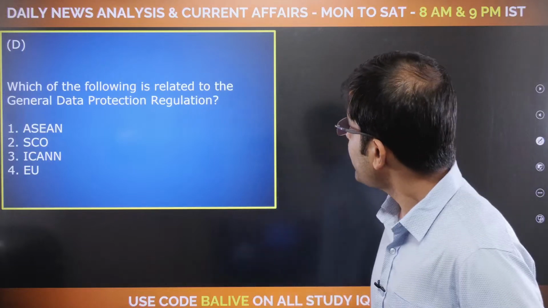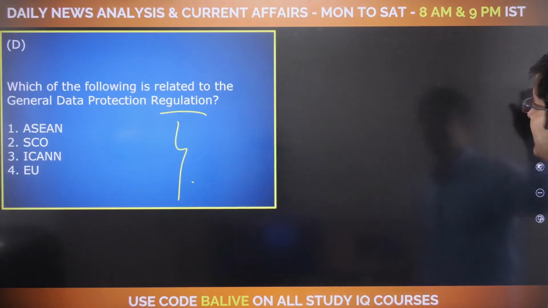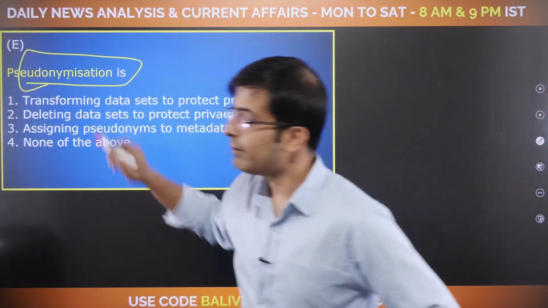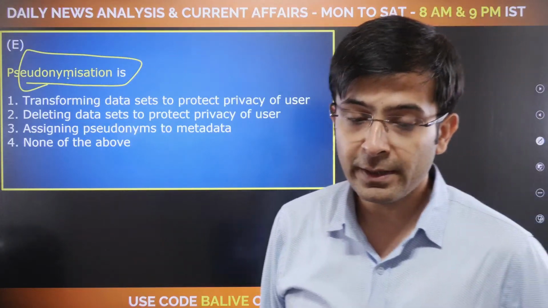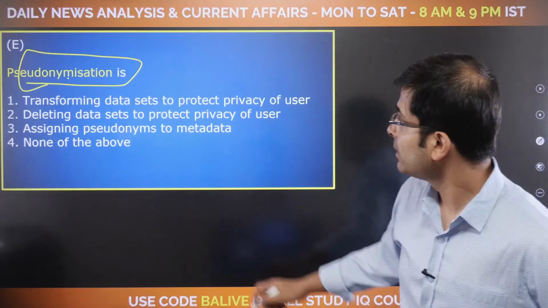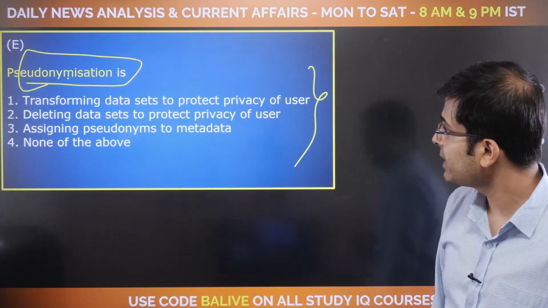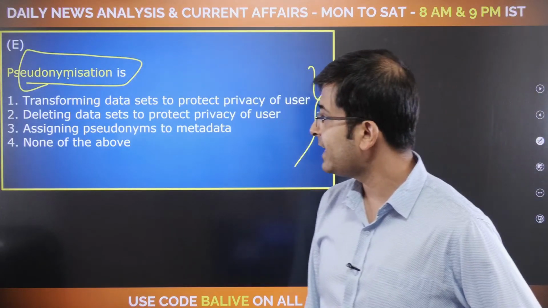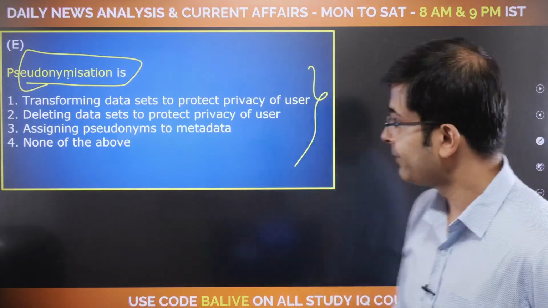Okay. So which of the following is related to GDPR? You know this. You'll answer this for me. Next. Pseudonymization. Have a look at this term, guys. UPSC loves new terms, especially that come in new and emerging tech. So you let me know. Pseudonymization का क्या मतलब है? Transforming data sets to protect privacy of user, deleting data sets to protect privacy of user, assigning pseudonyms to metadata, or none of the above.